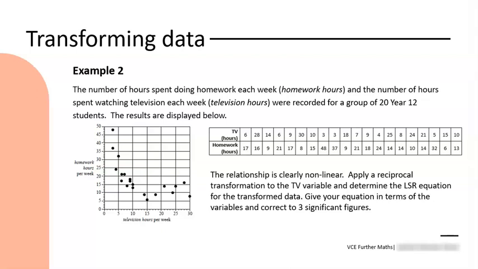The relationship is clearly nonlinear. Apply a reciprocal transformation to the TV variable and determine the least squares regression equation for the transformed data, giving your equation in terms of the variables and correct to 3 significant figures. Okay, so we are applying a reciprocal transformation to the TV, so to our TV hours. And remembering we want our equation in terms of the variables to 3 significant figures. So very similar to what we've done previously with our linear graphs. So let's put this data into our calculator, apply that reciprocal transformation, and get our new equation for that.